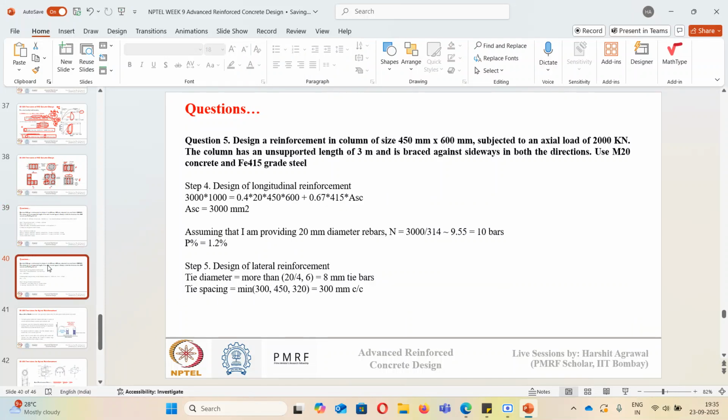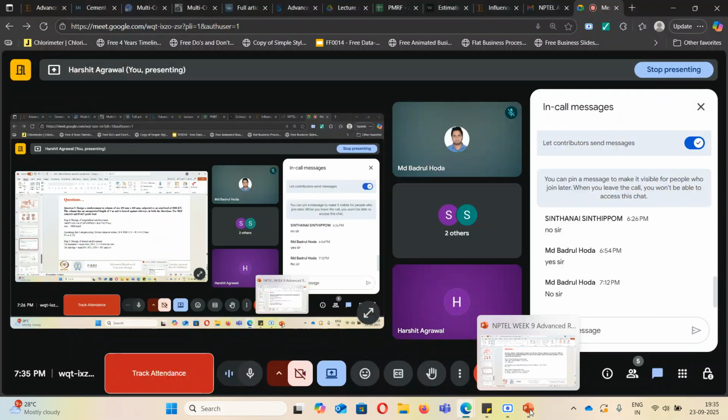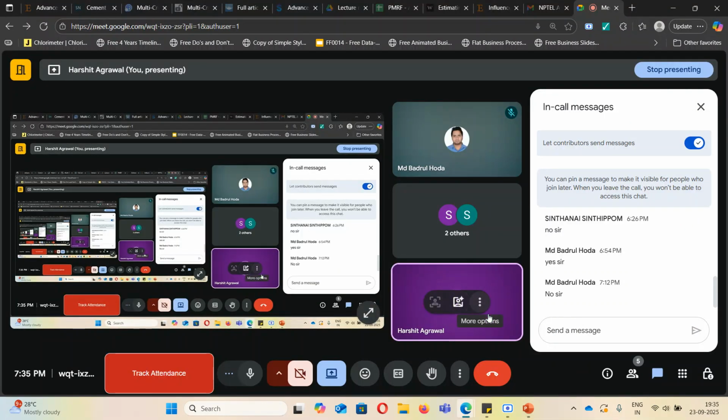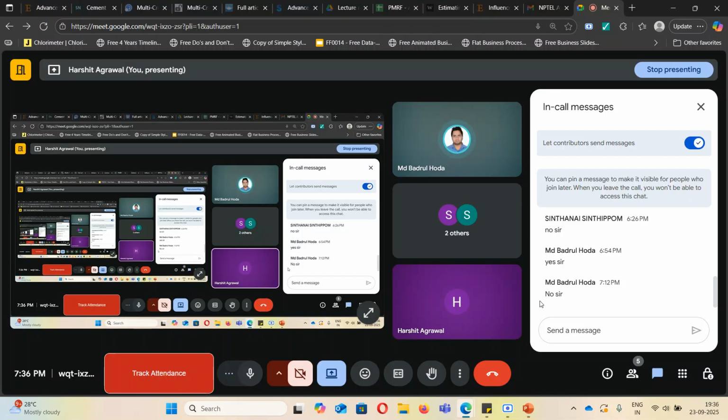Everyone is clear with this? Any doubt in this numerical? So first we check for slenderness ratio, then we check for minimum eccentricity, and then we design it for an axially loaded short column. Any doubt in this part? No, sir.